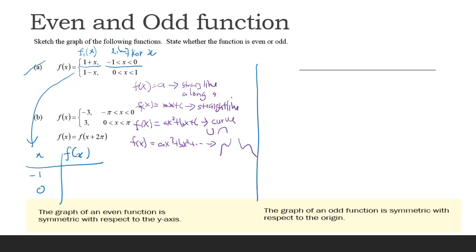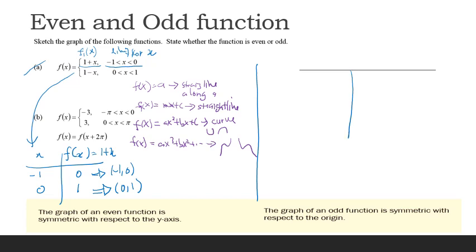So x equal to -1, x equal to 0. So f(x) here is 1 plus x. If you use a calculator, -1 we substitute into x, we get 1 minus 1, which is 0. Then 0 substituted into x, we get 1. So we get the point here is (-1, 0), and another point here is (0, 1).